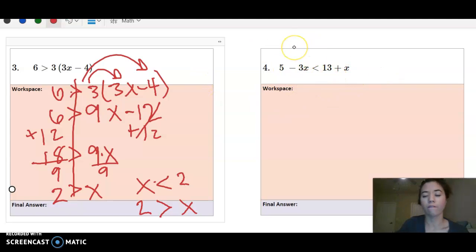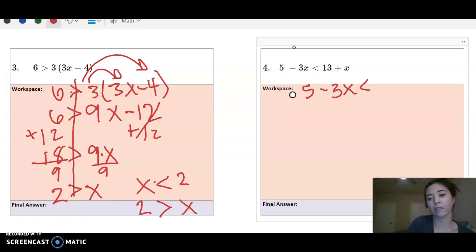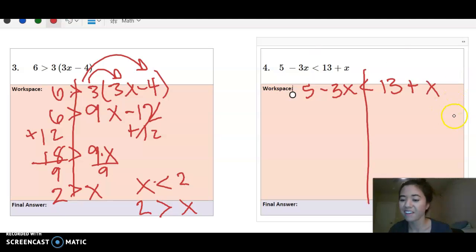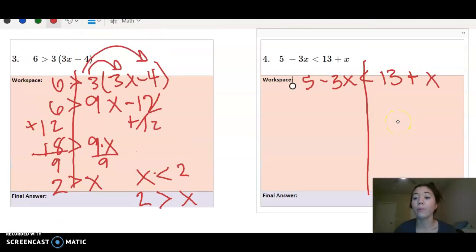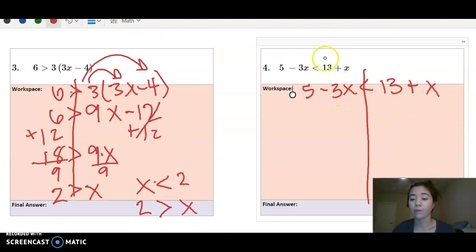Okay, now let's look at 4. We have 5 minus 3x is less than 13 plus x. Draw my line down. Okay, this is what we learned a week and a half ago. What I want you to notice is that there are x's on both sides of my inequality sign. So we need to get them to one side. So I feel like subtracting my x over. So I'm going to minus x, I'm going to minus x.